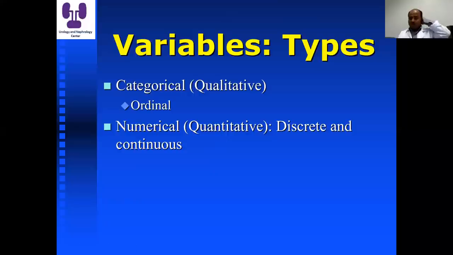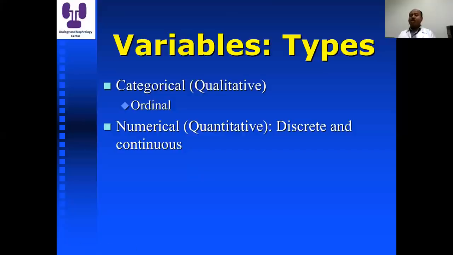So numerical is quantitative, and may be discrete or continuous. What is the difference between discrete and continuous? Although both of them are numerical, there is a difference. In continuous, like age, body weight, serum creatinine, serum uric acid, hemoglobin, in all these variables, I can say age is 20.5 years. So it accepts a decimal point.